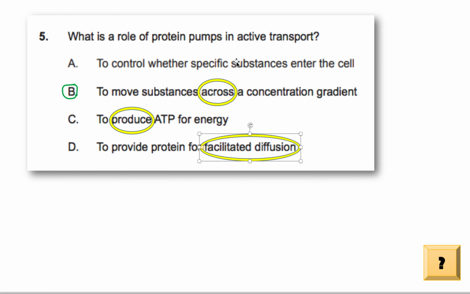Now A, to control whether specific substances enter the cell. Technically it does, but the better answer would be B, because this is specifically saying what it does. Whereas A, this definition can apply to all the kinds of transport. Simple, facilitated, osmosis, A can apply to basically all of them. All of them that use a protein pump, not just active transport. Because we know a protein pump can be used in facilitated diffusion, right? So it doesn't necessarily just refer to active transport, whereas this one refers to active transport only.